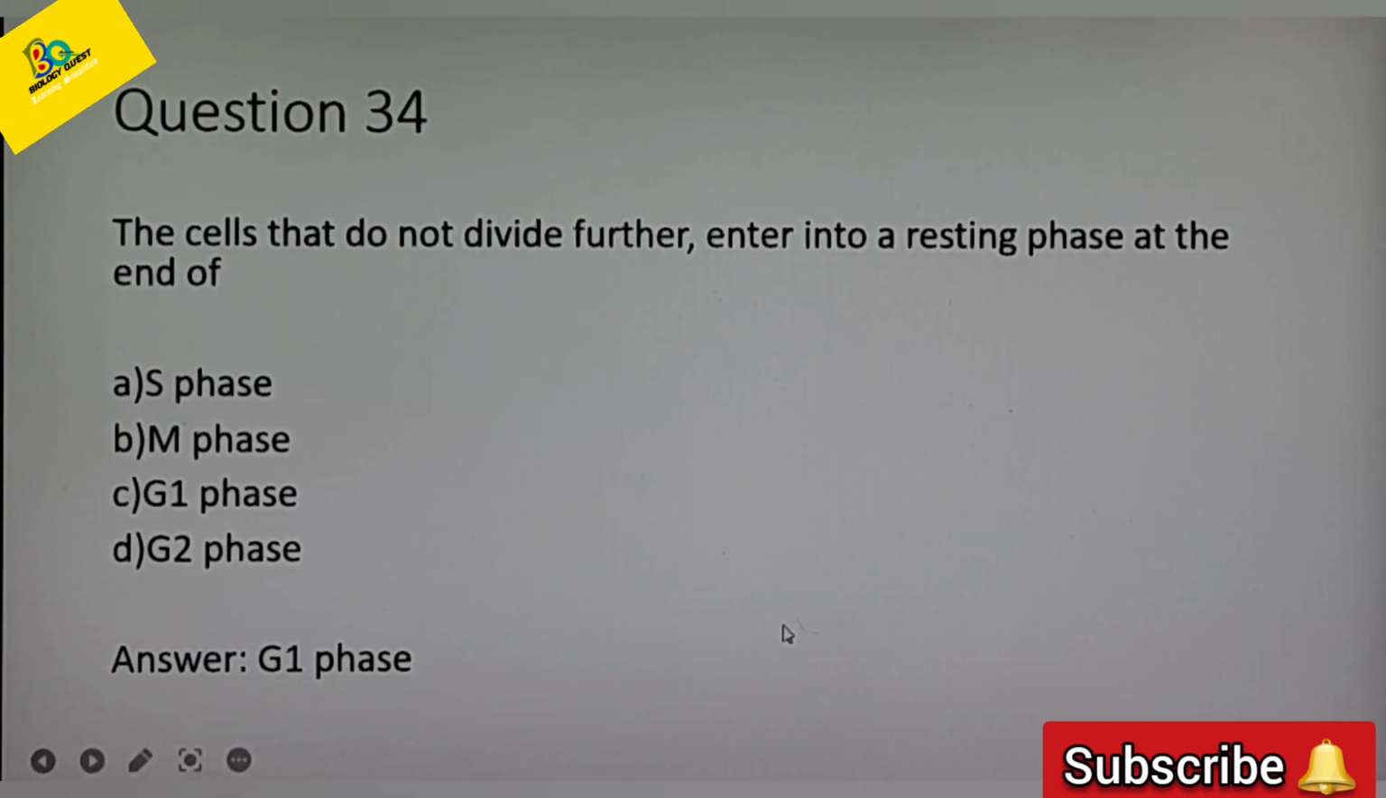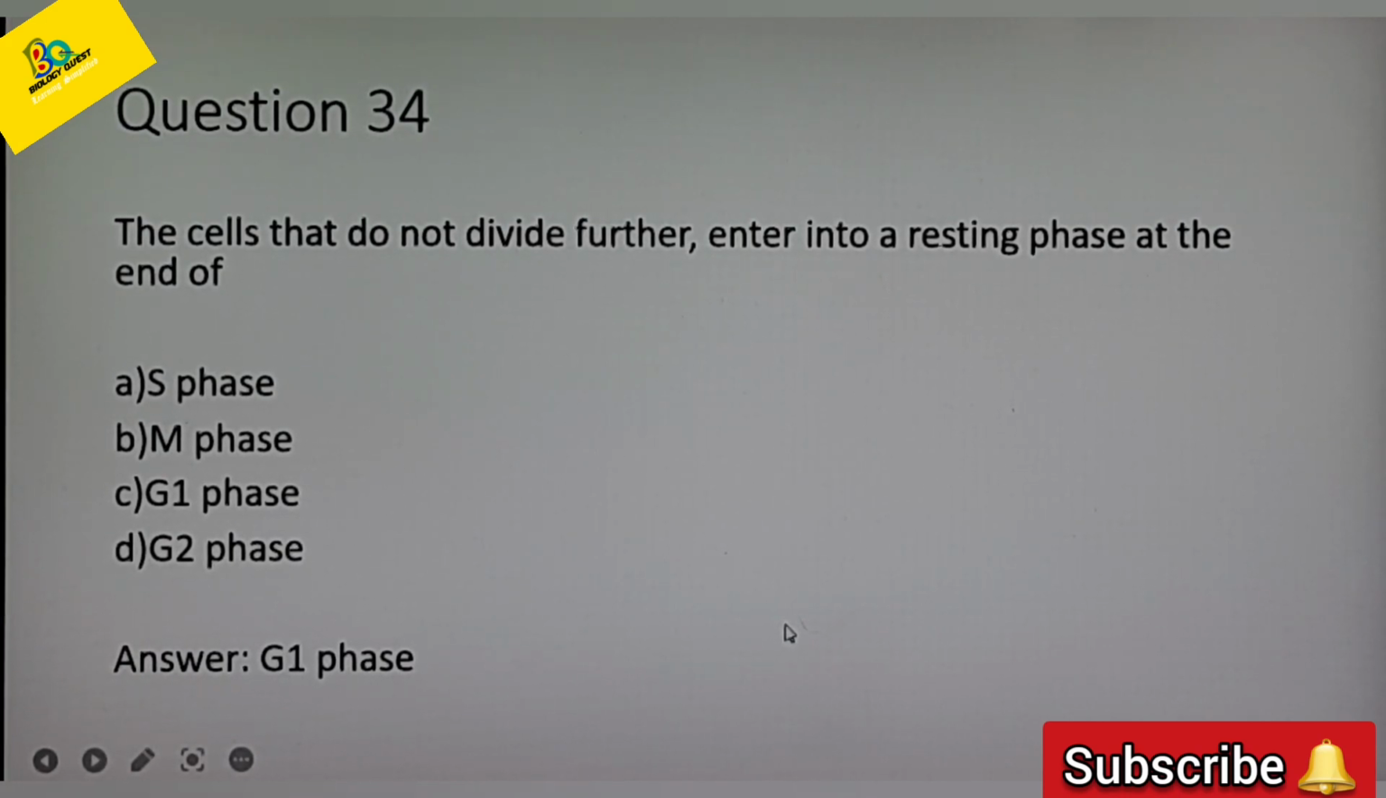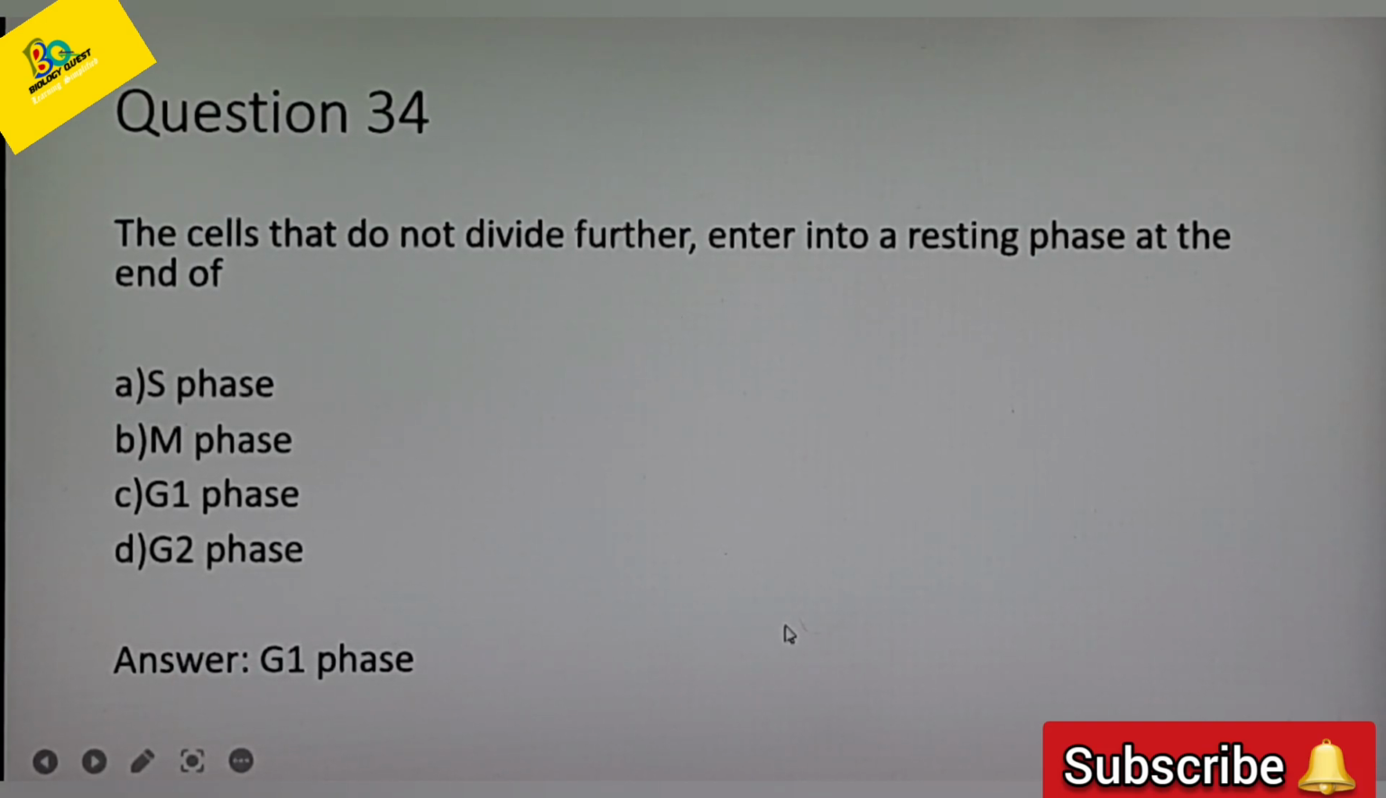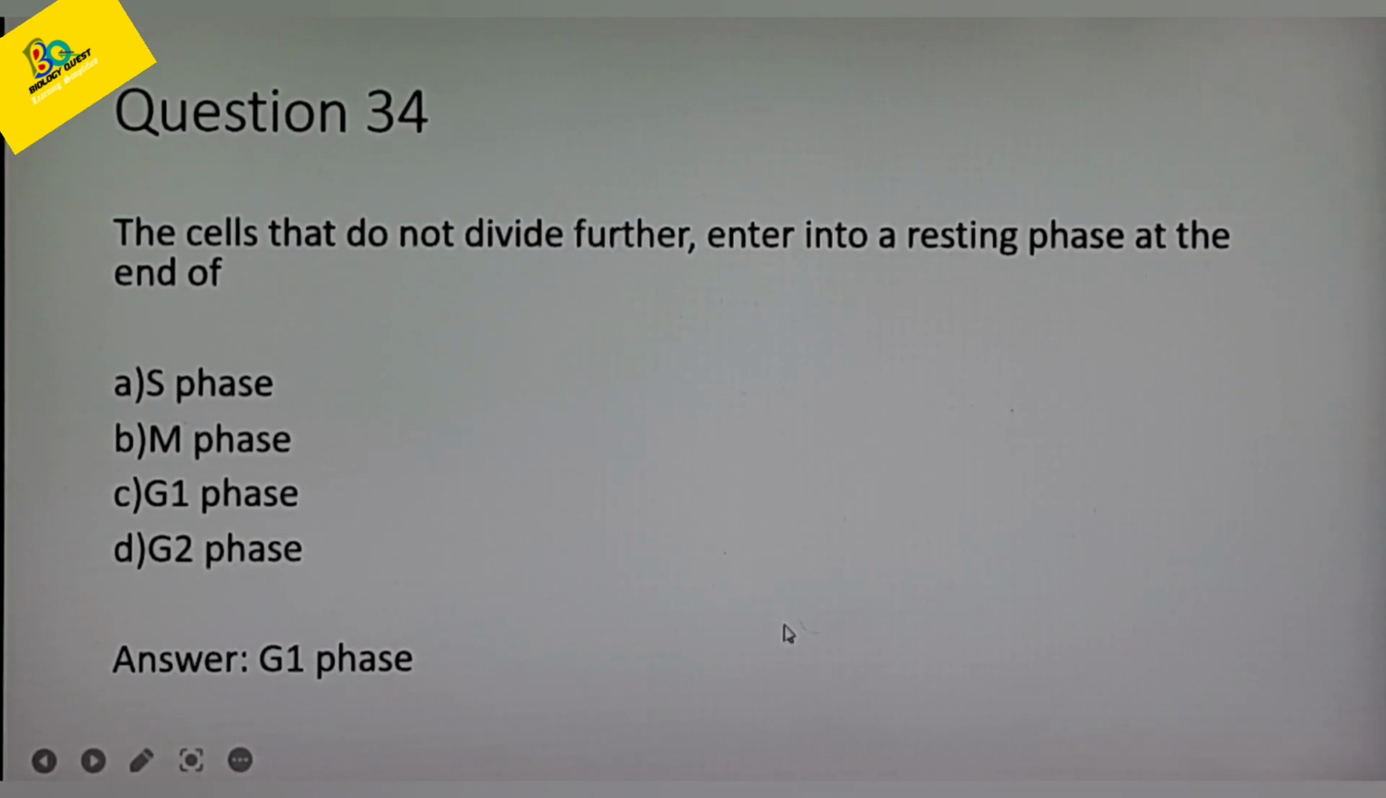G1 is the first phase of interphase. Correct. G1 phase, S phase, and G2 phases these are the phases of interphase. So, it is at the end of G1 phase the cell enters into the resting phase if it is not undergoing further division. But if the cell is undergoing further division, then it naturally has to enter into the S phase because it has to duplicate its DNA. So, I hope it is clear to all.